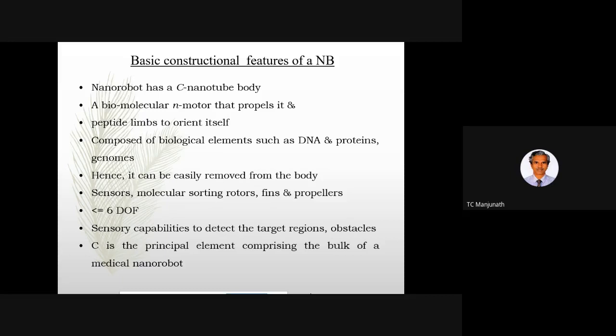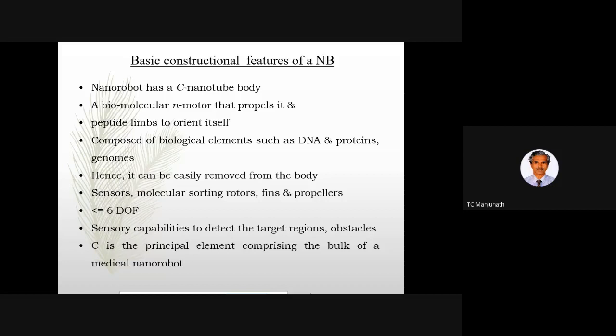It is composed of biological elements such as DNAs, proteins, genomes, and it can also be easily removed from the body. It has sensors, molecular rotors, fins, propellers, and we are designing it for 6 degrees of freedom. Yesterday, I told you what the degree of freedom is. It has sensory capabilities also to detect the target regions and obstacles, because when the robot is moving in the bloodstream, a lot of obstacles will be coming.